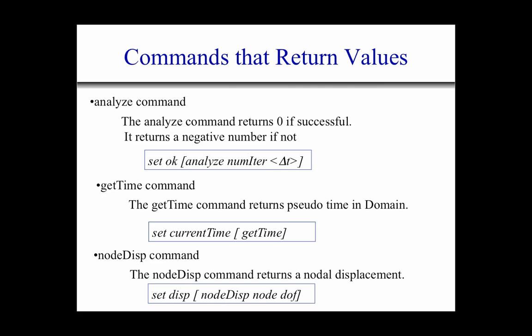The getTime command returns the current time in the domain. Whatever that t was in the domain, that's what getTime returns. And finally, the nodeDisp command returns the current displacement at a node at a particular degree of freedom direction. Or we could use the node acceleration or the node velocity. We can use other commands there too.